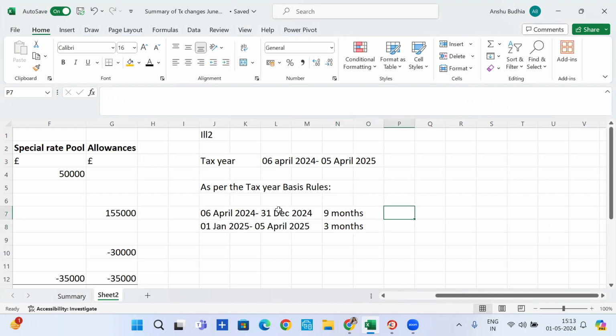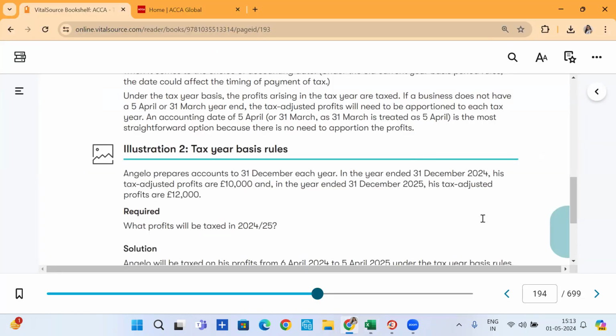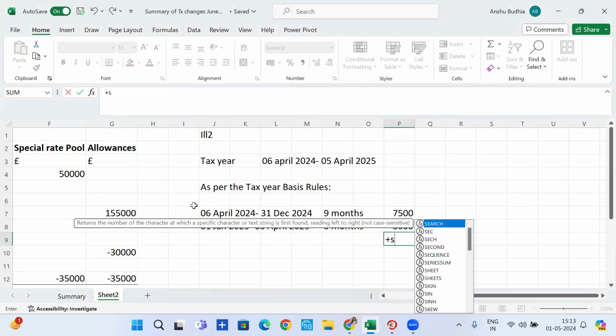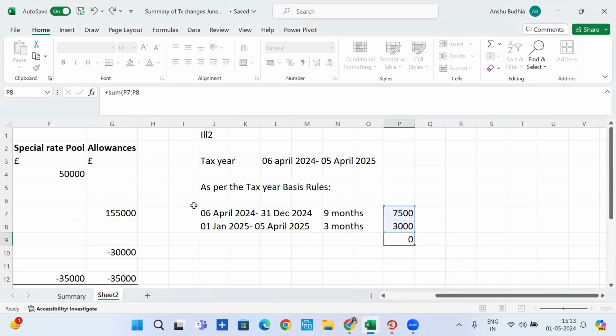So what will be the profit? 10,000 is for 12 months. So for 9 months would be 7,500. 12,000 is the profit for 12 months, sorry, my bad. So how much is it for 3 months? 3,000. So the total profits that will be taxed for this tax year would be simple and straight 10,500. No need to apply any other difficult or special rules.